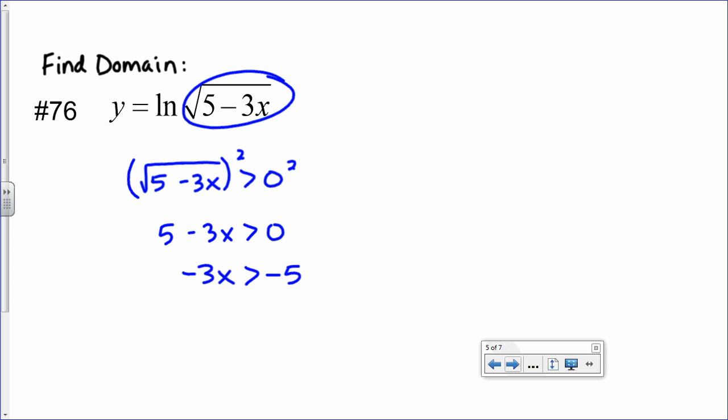So I subtract 5 and divide by -3, which switches the inequality, and I get positive 5/3. So then if I write that as an interval, that's -infinity to positive 5/3.